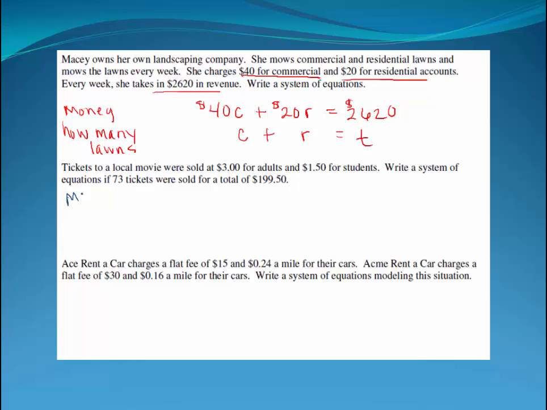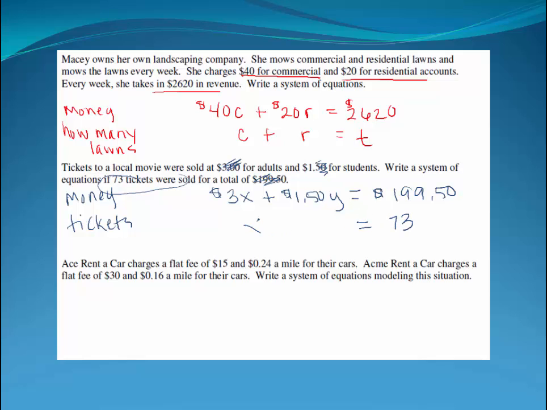Alright, so in this case we're going to talk about money, and they're talking about tickets. How many tickets? Alright, so money amount. There's $3 for an adult and $1.50 for a student, and the total amount of money is $199.50. Now we're going to use the same variable, so X stood for adults and Y stood for students. And it says that there was a total of 73 tickets. So total goes over here. So now we're going to go X plus Y.